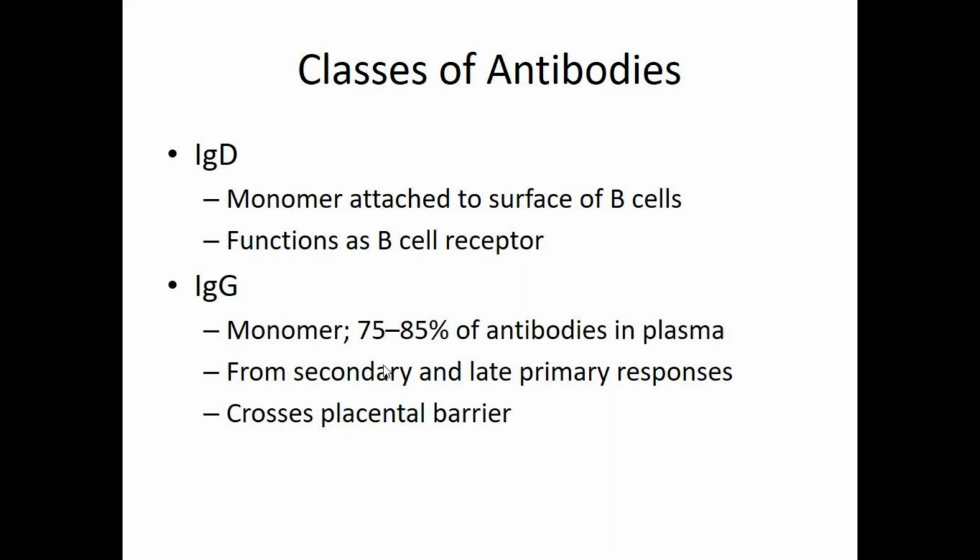IgG, excuse me, also a monomer. IgG is the antibody that we release after IgM. So IgM, we make it right away, we dump a whole bunch out. And then later on in the response, we produce IgG. IgG is the only antibody we make in the secondary response, and it is also the one that we get from mom. So we're talking about having passive humoral immunity acquired naturally. This is how we get that. We get IgG from mom through the placenta. We get IgG from mom through her milk.